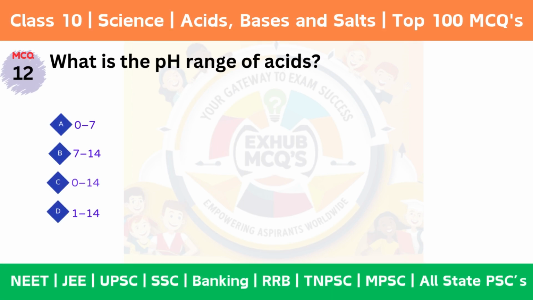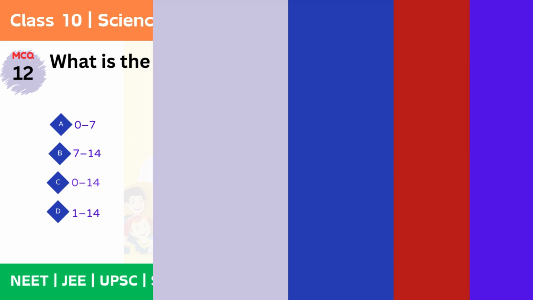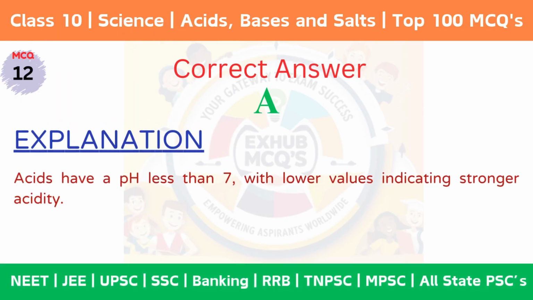MCQ 12. What is the pH range of acids? Option A, 0 to 7. Option B, 7 to 14. Option C, 0 to 14. Option D, 1. The correct answer is option A, 0 to 7.